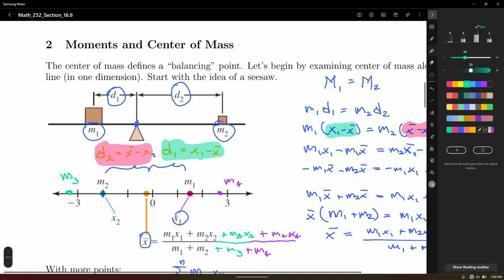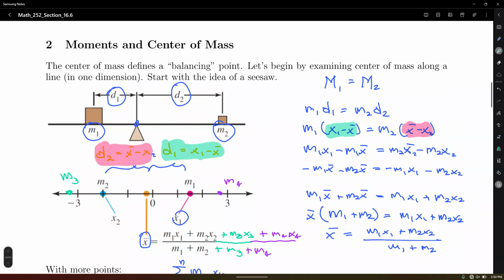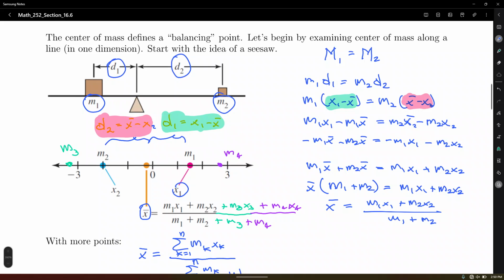So the rest of the problem is just using algebra to isolate x bar, because we want to know what is the value of x bar right here that will keep this in balance. Well, what do we do? Well, distribute m1 x1, m1 x bar, m2 x bar, and m2 x2. So that's going to give us m1 x1 minus m1 x bar equals m2 x bar minus m2 x2. So arranging terms, because again our target variable here is x bar, right?